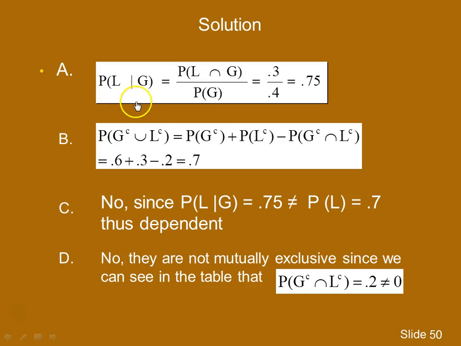Go to your formulas and just apply the formula. A conditional, L given G, has to be L intersect G divided by the given event, in this case, the probability of G. If you look back at your given information and your table, we have all of this. L intersect G was 0.3, G was 0.4, so the ratio there gives you 0.75.